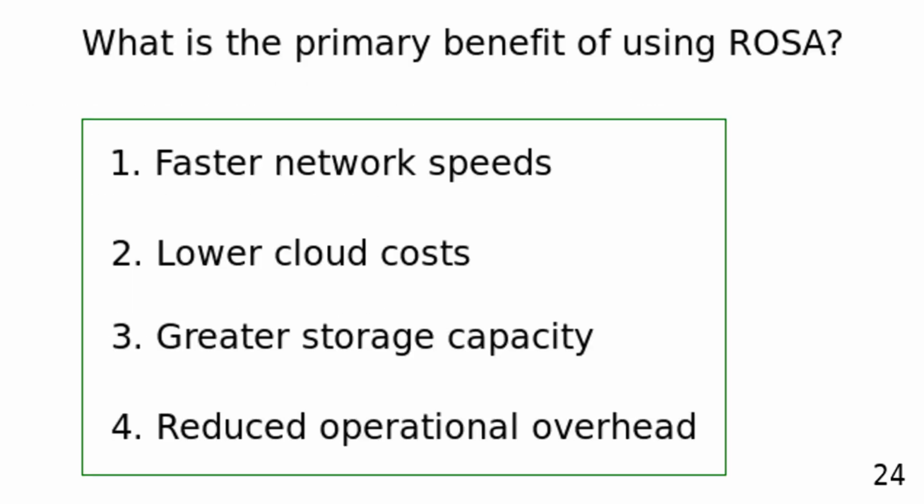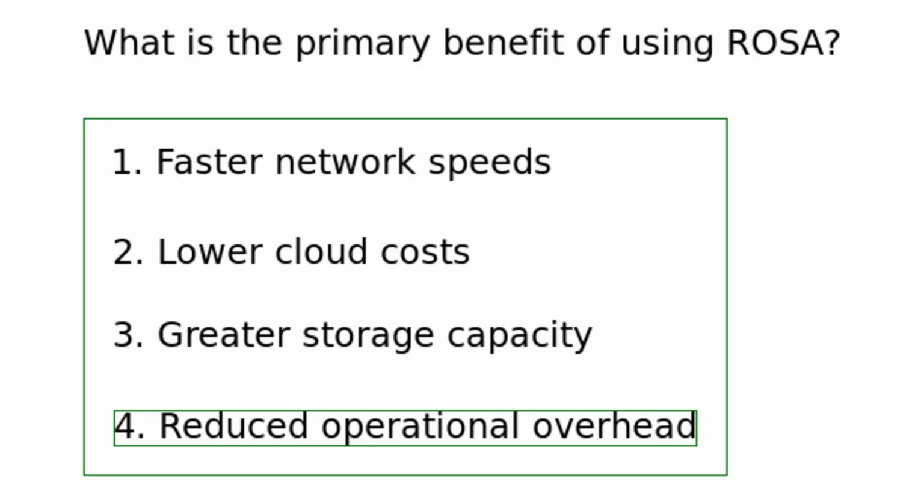What is the primary benefit of using ROSA? Faster network speeds. Lower cloud costs. Greater storage capacity. Reduced operational overhead. ROSA's primary benefit is reduced operational overhead, as Red Hat and AWS manage the control plane, updates, and security.